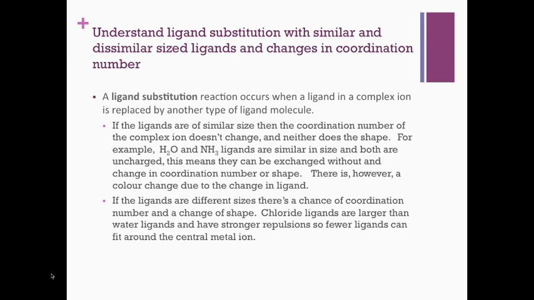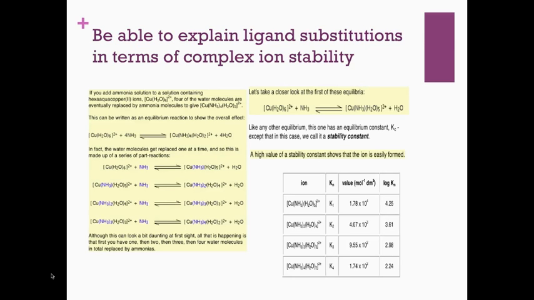A chloride ion, or a chloride ligand, is much larger than water ligands, and again, because of its electronegativity, has much stronger repulsions, so fewer ligands can fit around that central metal ion. Now, perhaps the best way to explain ligand substitutions is in terms of the complex ion that is formed and how stable it is.